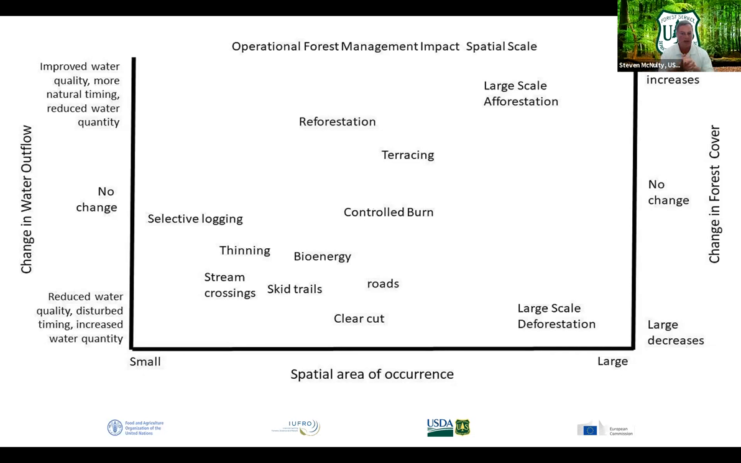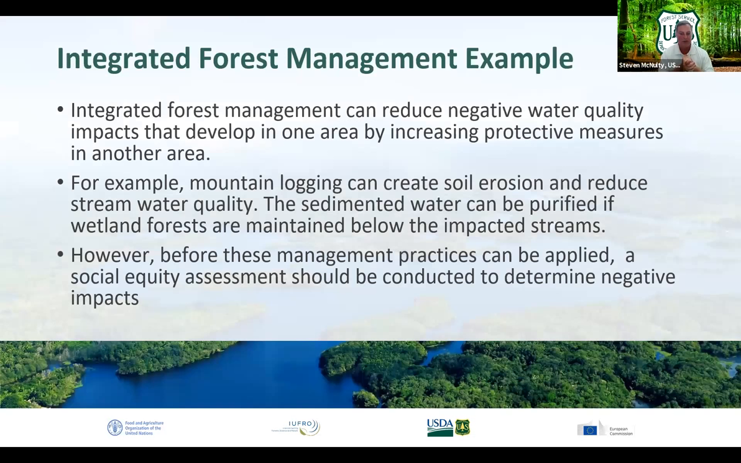So let's take a look at an example of integrated forest management. And so the idea is that we need to protect water not only in a small area, but in a larger area, and they need to integrate together. In this example, we'll talk about mountain logging. And in this particular case study, because it's mountain logging, maybe it was done poorly, or even if it was done correctly, there's still going to be a certain amount of soil erosion and sediment that's generated from that because these areas have a steep slope and they're subject to water loss that they're increasing.